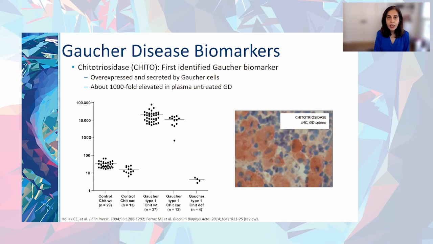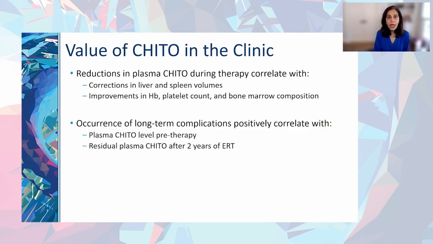But once again, as a reminder, in those patients with Gaucher disease, if you look to the extreme right, who also have a chitotriosidase deficiency, it looks exactly like patients who are unaffected with Gaucher disease. So this is a limitation. And so the value of chito in the clinic is definitely there.